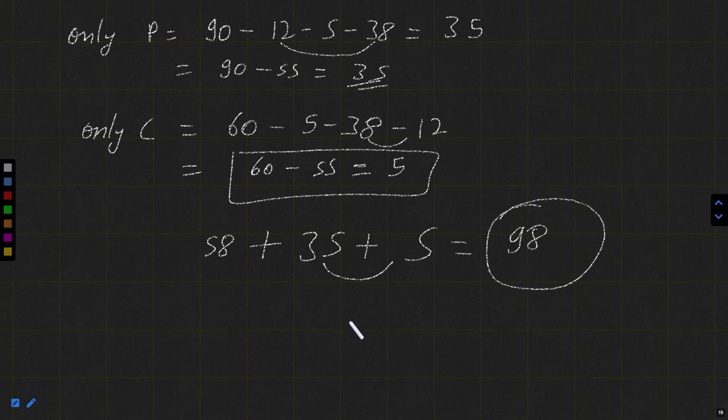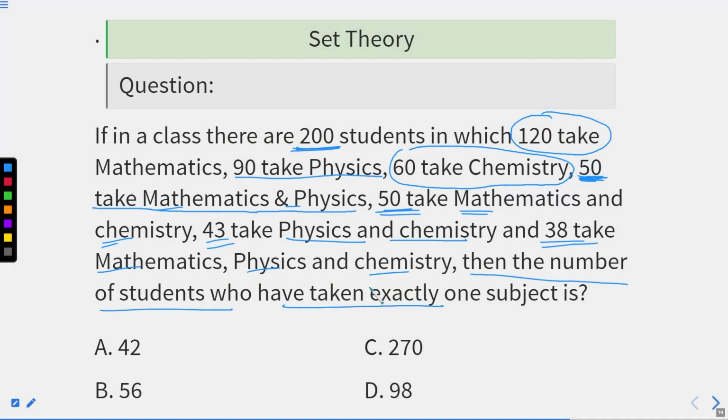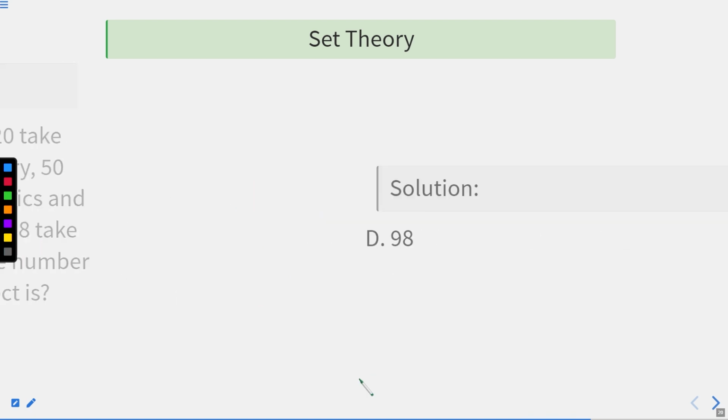Now if I add them, 58 plus 35 plus 5, this will be 98. So 98 students have exactly one subject. The 98 students have their subject either math, or physics, or chemistry only, exactly just one subject they have chosen. Okay, so option D is correct for this question. Yes.